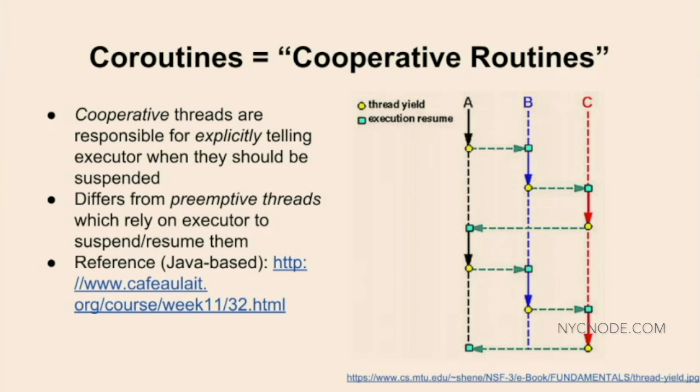then at some point, the executor is going to have to be like, okay, run some of this code, now stop. Now run some other code, now stop. Now go back to the one that you were just running. Keep going, right? Cooperative threads are a little bit different. So cooperative threads are responsible for explicitly telling the executor when they should be suspended, right?